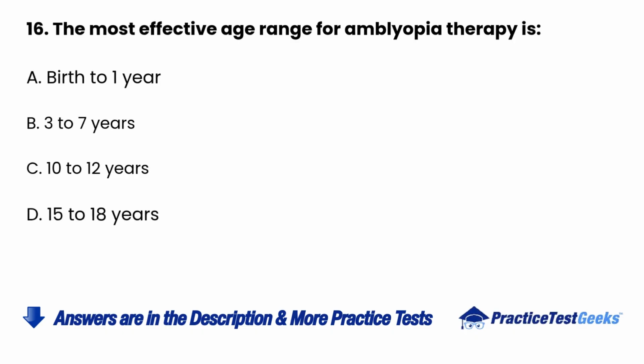16. The most effective age range for amblyopia therapy is A. Birth to 1 year. B. 3 to 7 years. C. 10 to 12 years. D. 15 to 18 years.